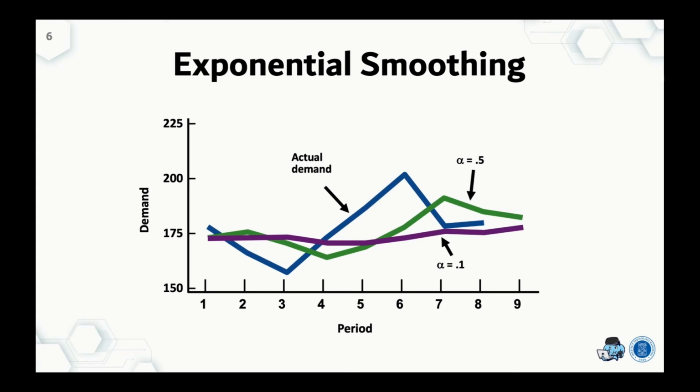In this figure, we explain and illustrate the effect of alpha, or A, in the previous formula. When alpha is equal to 0.1, which is small, the forecast tends to be flat, or insensitive to change. But when we increase the alpha, the forecast becomes sensitive to change.